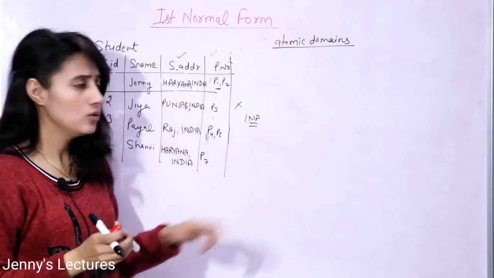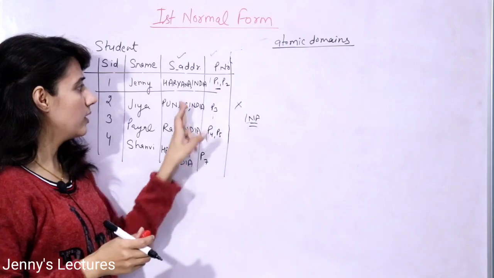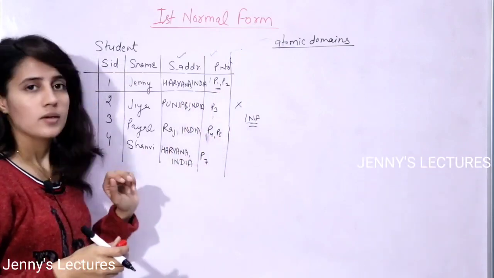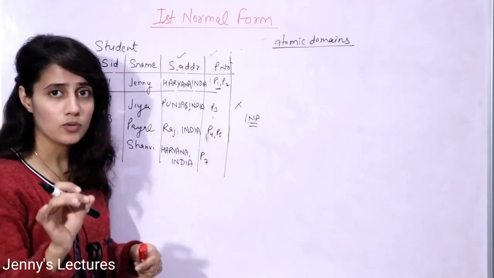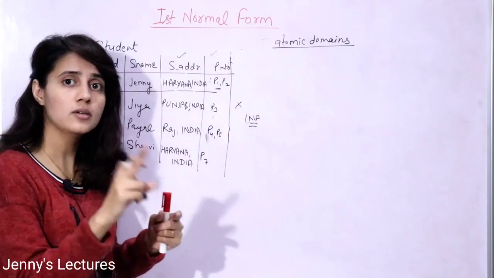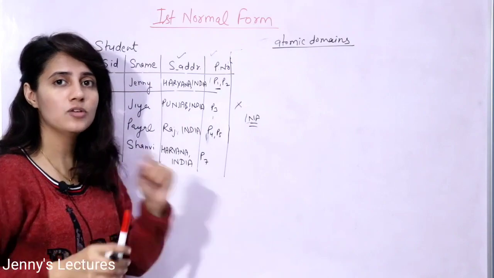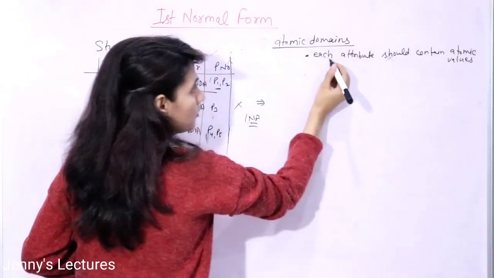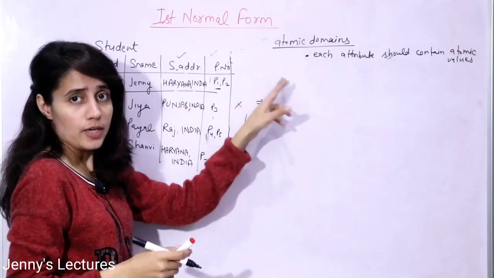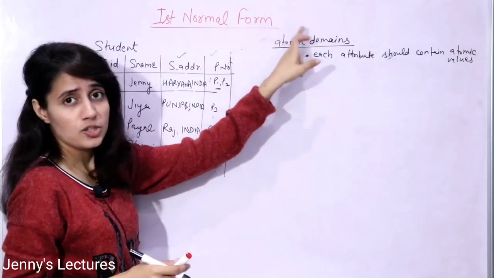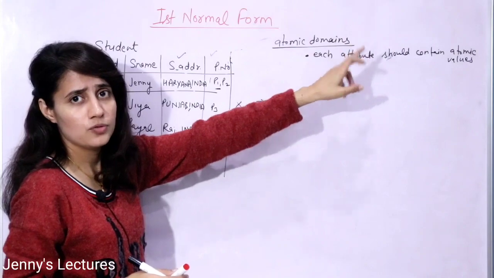If you want to convert it into first normal form, then you have to make each cell atomic, meaning each cell or each column should contain atomic values, right? That is the first rule and the very important, or you can say the main rule of first normal form. Here you can write: a relation is in first normal form if it follows the following rules.